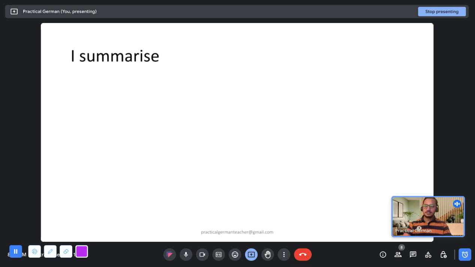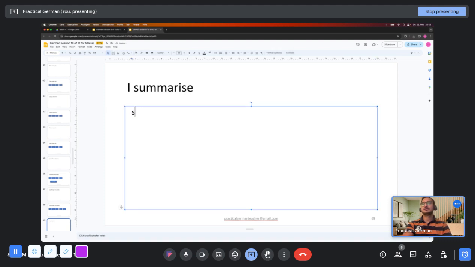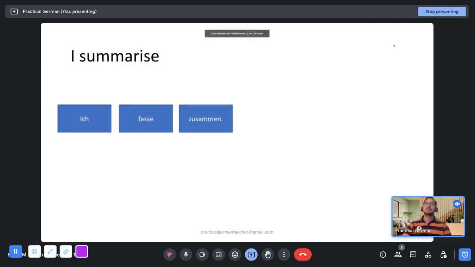How do you say summarize? Sammeln? No. What do you read? Karthik, you mean this one? No, this means to collect. Okay. No one knows. Not good. So summarize means zusammenfassen. Zusammenfassen is a trennbare verb.